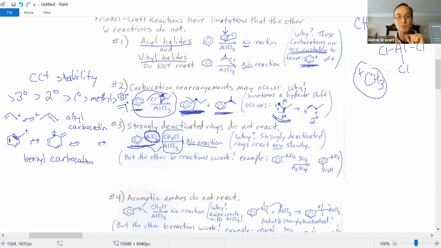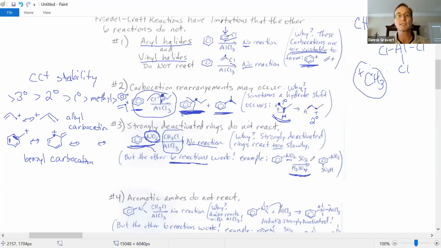And anytime those groups are on the ring, we'll have to remember, Friedel-Crafts won't work. More about that in the next video. Ooh, but it's only Friedel-Crafts, right? So gotta keep these separate. If you got the nitro group on benzene and you don't do Friedel-Crafts, you do one of the other 6, it's slow, but it still works.